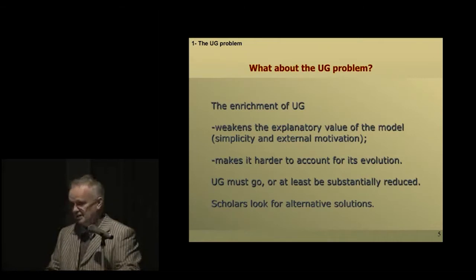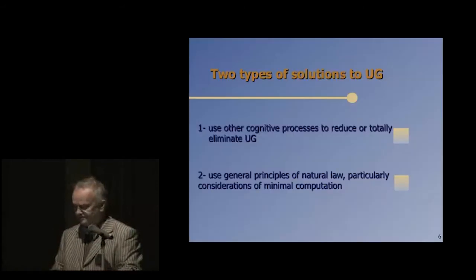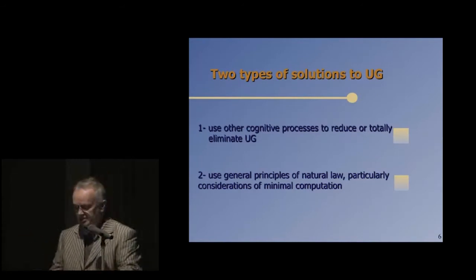So in a way, UG must go. It's a temporary solution to problems, we hope. Or at least it must be substantially reduced. And scholars have been looking for alternative solutions. There are 2 types of solutions to UG. When I say 2, I'm grossly simplifying, but it's just to go through things quickly. The first one is to use other cognitive processes to reduce or totally eliminate UG. And the second one is to use general principles of natural law, particularly considerations of minimal computation.